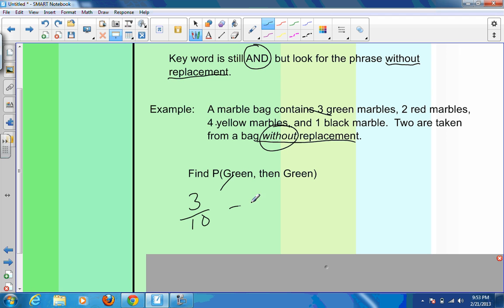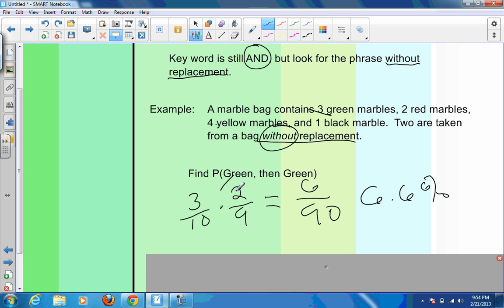So that means now there are 9 marbles in the bag, and not only are there only 9 marbles in the bag, there are no longer 3 green marbles in the bag. There are now 2. So these are the probabilities that I multiply together. So now I get 3 times 2, which is 6, over 10 times 9, which is 90. Okay, 6 over 90 gives me a 6.6% chance. Okay.